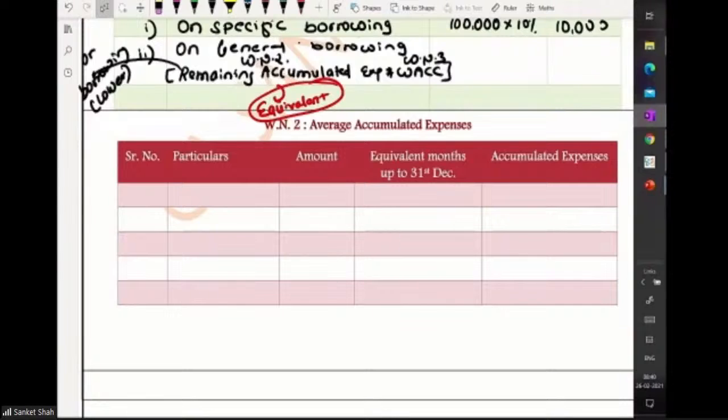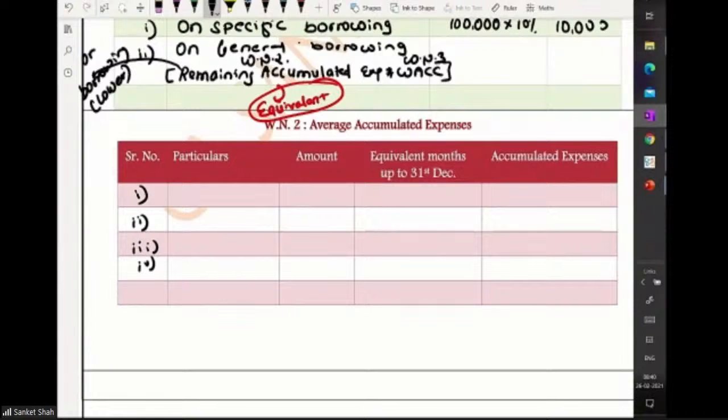Chalo. Roman 1, Roman 2, Roman 3, Roman 4. Better, first we have to understand what is asked in the exam, and then we can link it with working notes.